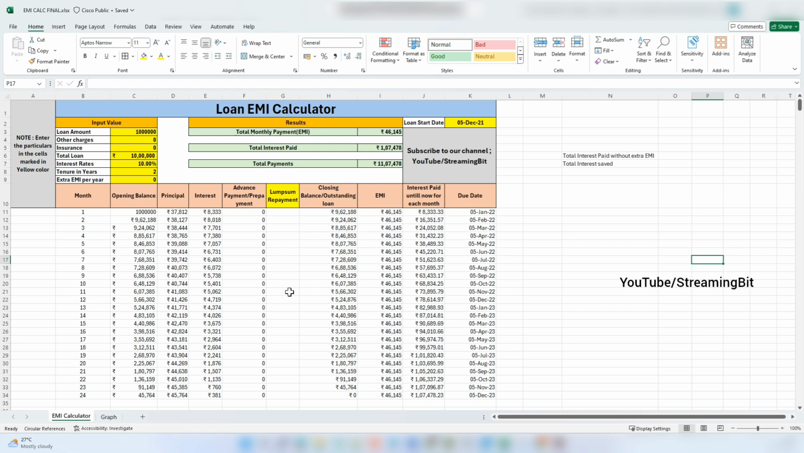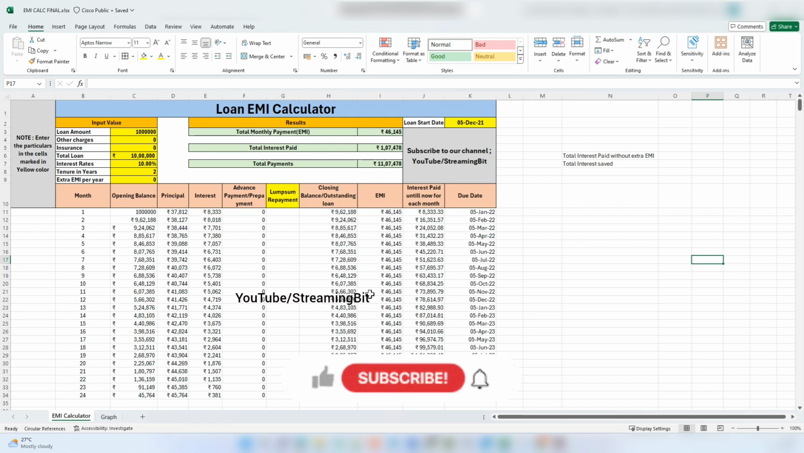So you can calculate if you're not paying any prepayment, and have it handy to understand where you stand and look at your finances accordingly. Or if you are going for any loan, you can use this particular loan EMI calculator in Excel and calculate the particulars accordingly.